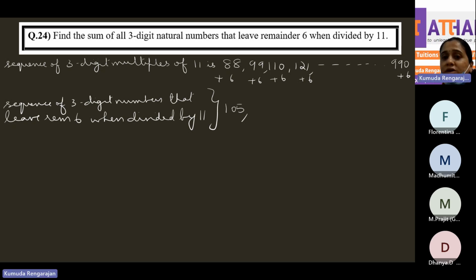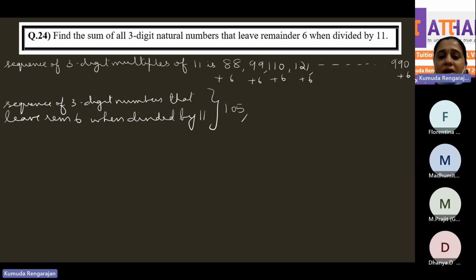So 105. And how did you get 105? 99 plus 6. That's why I said, to be safe, take a few numbers before the first number. One will do. Just take one or two. Now, before this is 88. 88 plus 6 is 94. 94 is a two-digit number that leaves remainder 6 when divided by 11. No, we don't want that. We want a three-digit number that leaves remainder 6 when divided by 11. So that's 99 plus 6, which is 105.